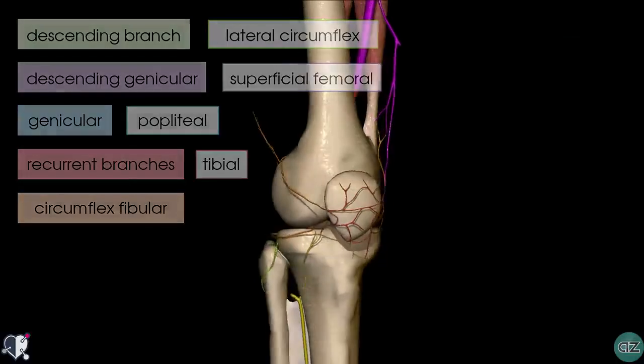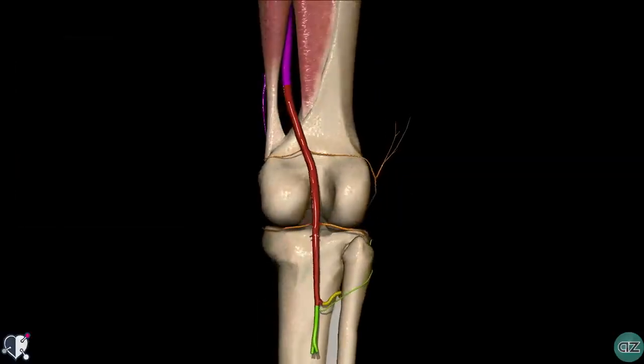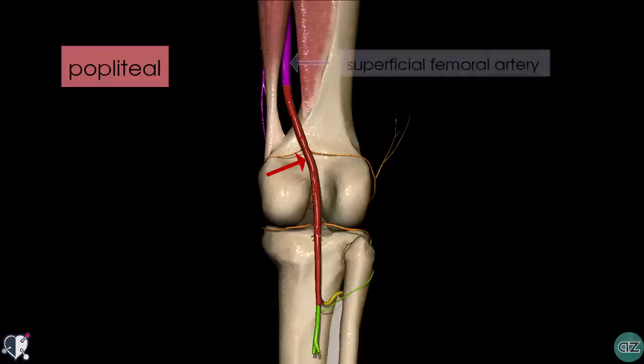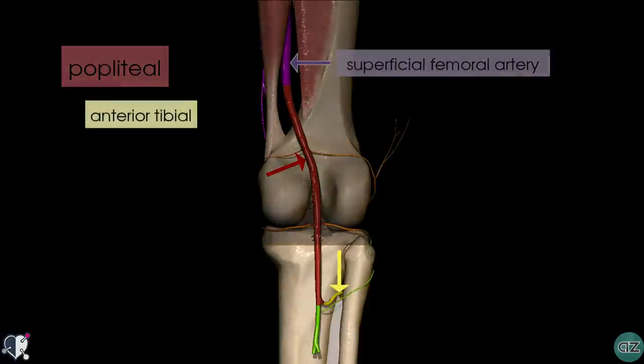So if I just rotate the model round to a posterior view, we can see the popliteal artery. The popliteal artery is a continuation of the SFA, the superficial femoral artery, as it passes through the adductor hiatus. The popliteal artery then terminates by dividing into the anterior and posterior tibial arteries. So you've got the anterior tibial artery here in yellow and the posterior tibial artery here in green.